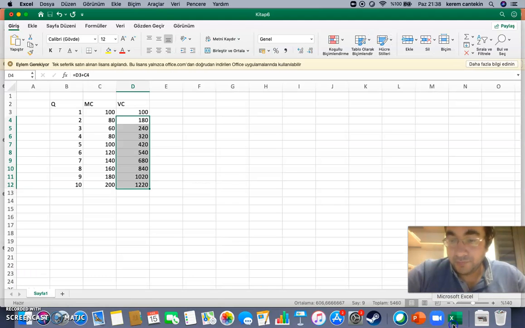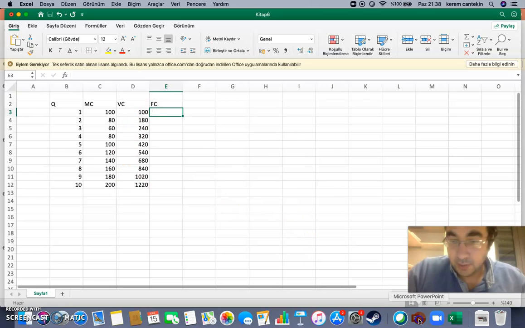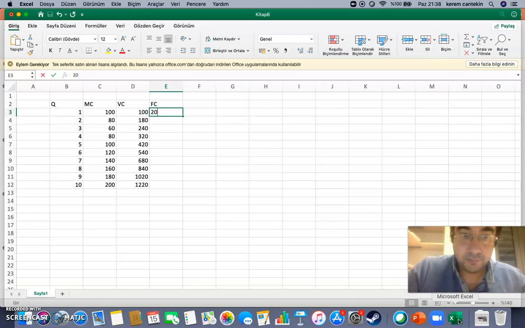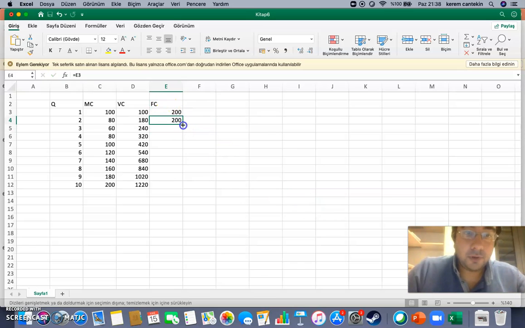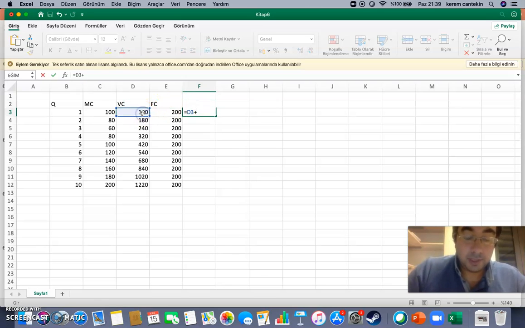Well, let's continue with our calculation. Fixed cost is basically fixed, which in our case is equal to $200 million, and always the same. And for short run average total cost, what you need to do is add variable cost and fixed cost for every unit, basically.